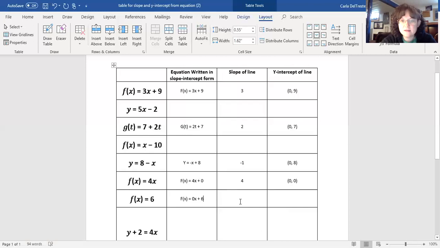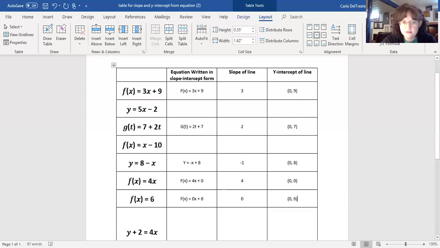What does that mean my slope was? My slope was 0 now, because there was no x term. So the coefficient was 0. What does that make my y-intercept? Well, the constant term was 6, so that makes my y-intercept (0, 6). That also, because it has a slope of 0, thinking back to previous videos, means that this is going to be a horizontal line, because horizontal lines have a slope of 0.